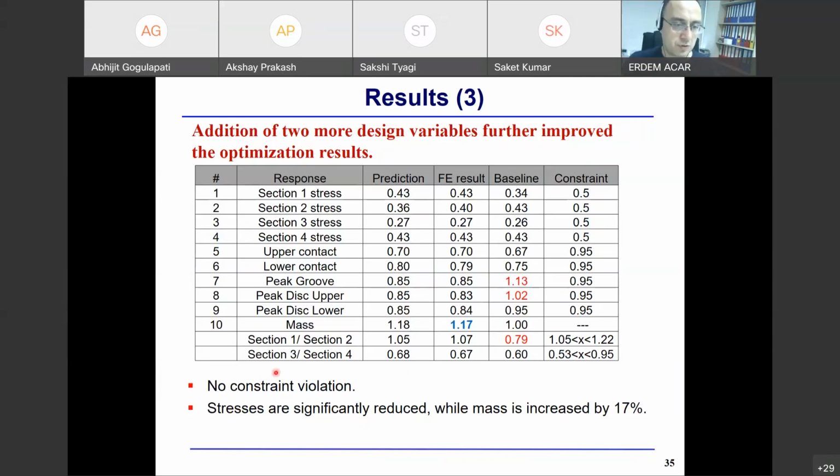There was no constraint violation. Stresses are significantly reduced, but our mass is increased by 17%. But now, at least for this problem, we don't have any constraint violation. The design becomes safer.